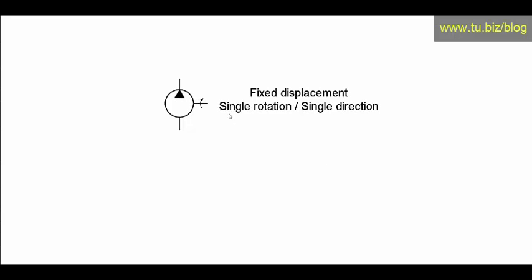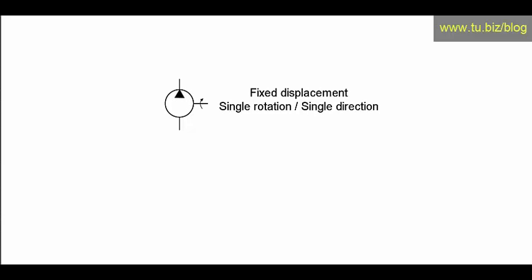The first symbol that we have is a fixed displacement, single rotation, single direction pump. You can see the single direction by this arrow over here. It indicates there's only one direction of the flow. This will be the intake, coming in here and going out this way, the way the arrow shows the flow going through. Single rotation will be this arrow over here, which only has one direction for the shaft of the pump. So that is a fixed displacement, single rotation, single direction pump.